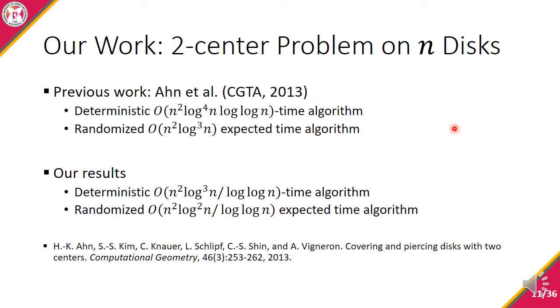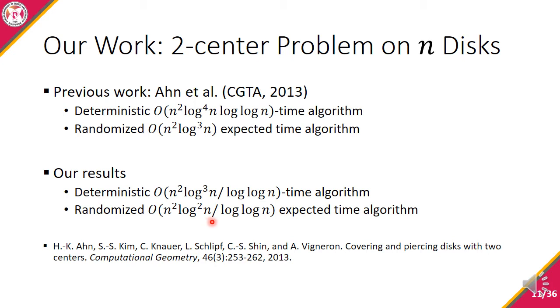There are previous work and our results of the two-center problem on input disks. Previously, An et al. gave a deterministic algorithm and a randomized algorithm for the two-center problem on disks as follows. Our deterministic algorithm runs in n squared log cubed n over log log n time, and our randomized algorithm runs in n squared log squared n over log log n expected time, where n is the number of input disks.